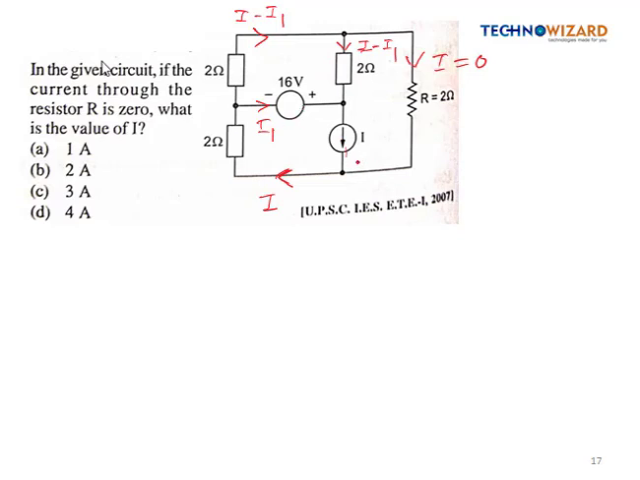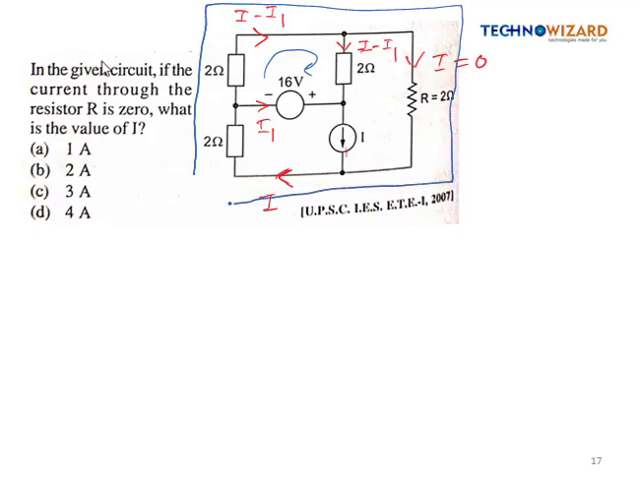Now we have to find out the value of current I. So we will simply apply the KVL. We will apply the KVL in this loop and in the outer loop like this. We will not apply the KVL in this loop because we don't know the voltage across the current source, so we can't apply the KVL in this loop. So we have selected these two loops.